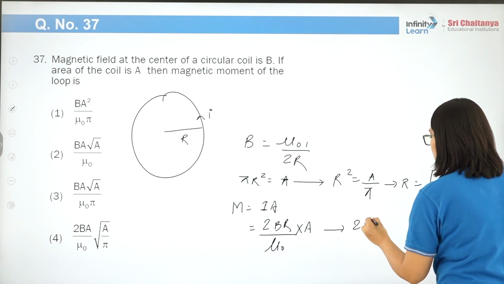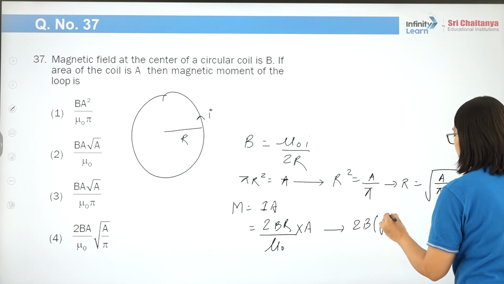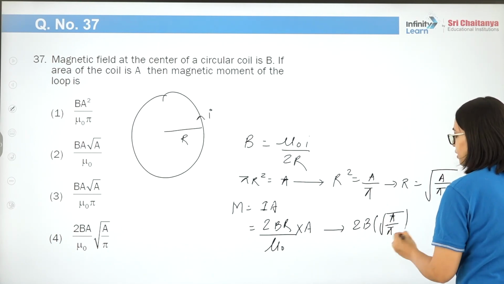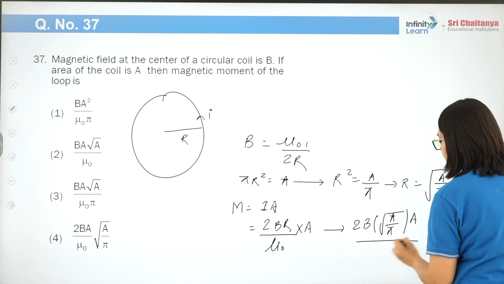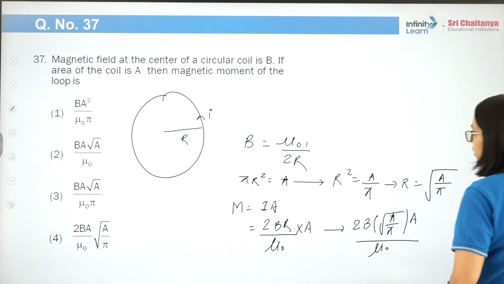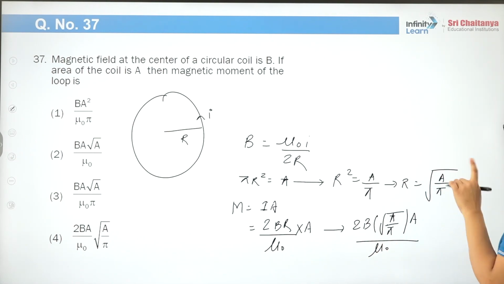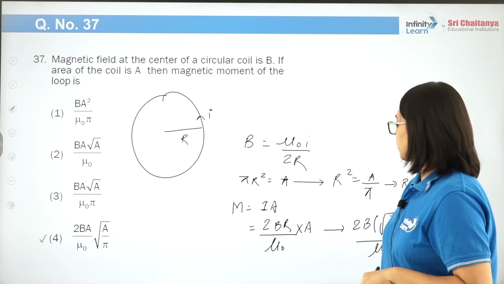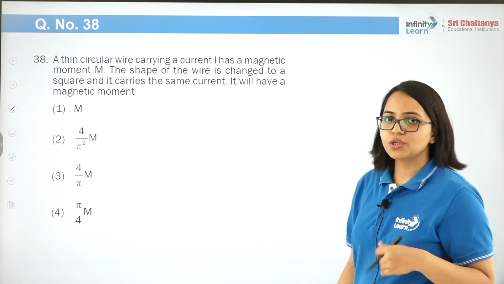So this will be 2B under root A upon pi into A divided by mu naught. So the correct answer is 2BA under root A upon pi divided by mu naught, which is option 4. Next is question number 38.